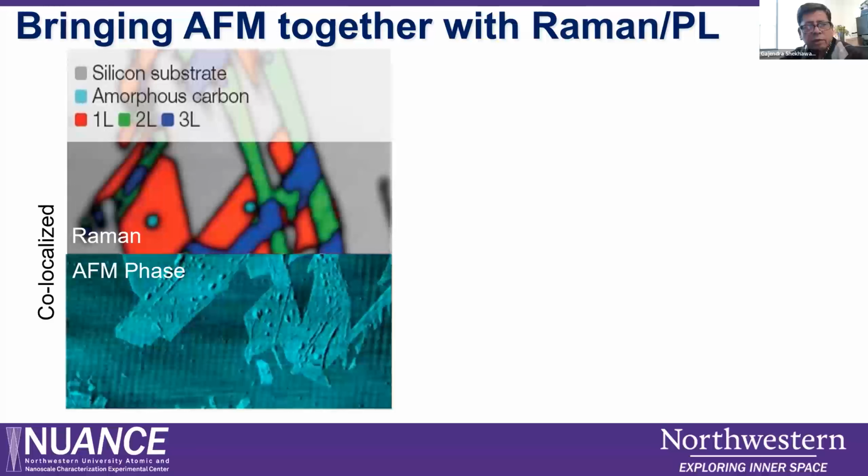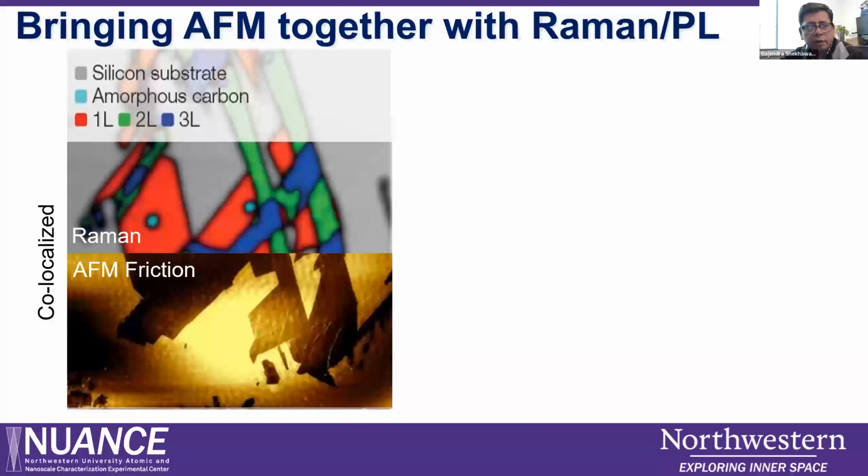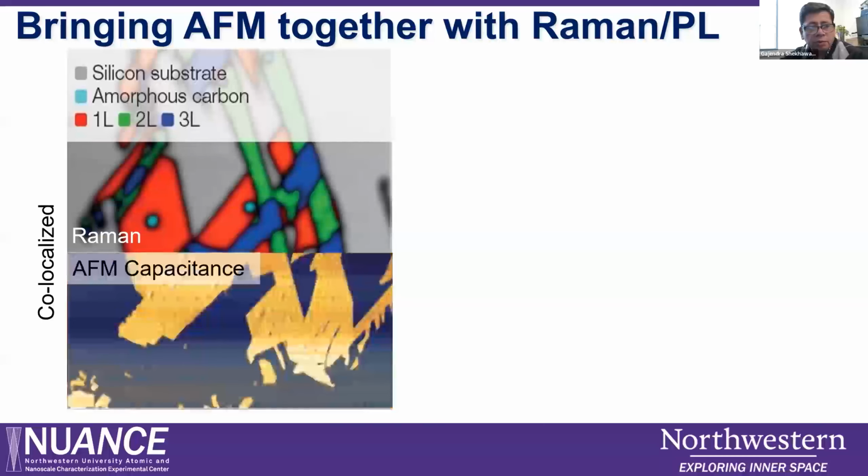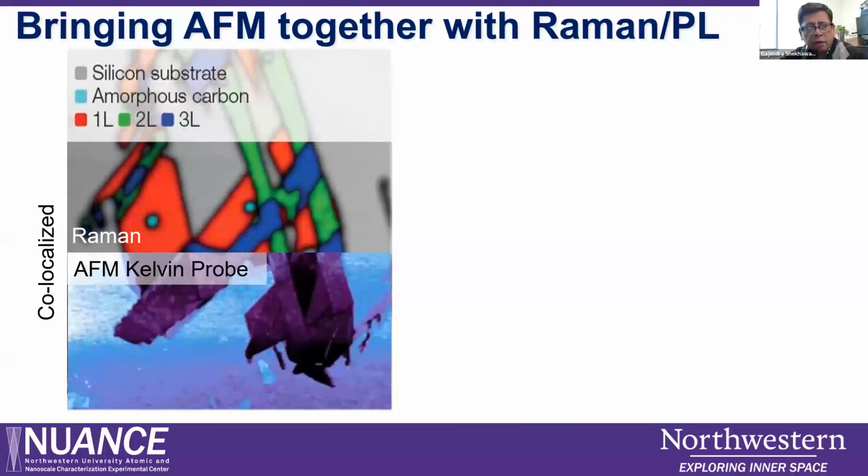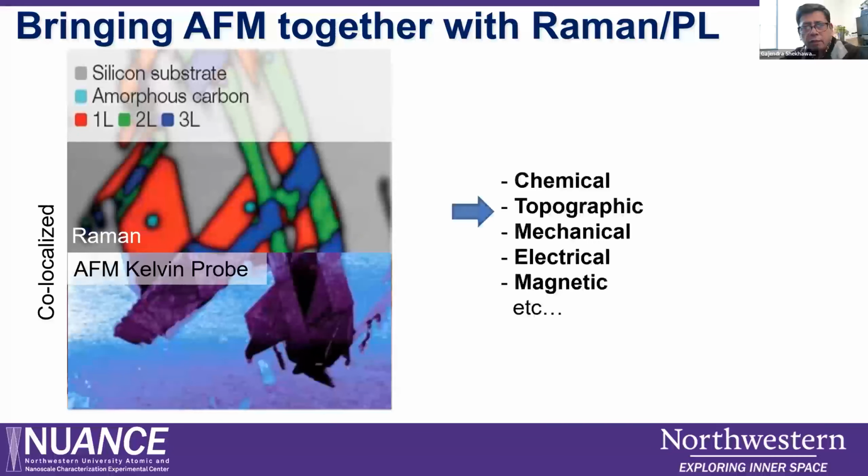Phase image is basically a qualitative elastic mapping. You can also do friction, and then you can do capacitance microscopy, so you can measure the dopant profile, carrier concentration. And then you can also do a Kelvin probe, so that means you can also measure the work function of different materials. So by combining this, you can do chemical, topographical, mechanical, electrical, and magnetic.